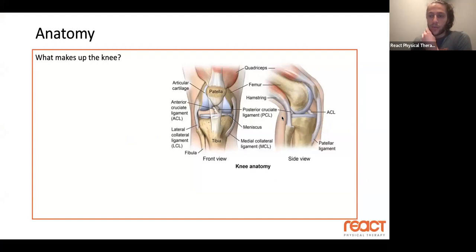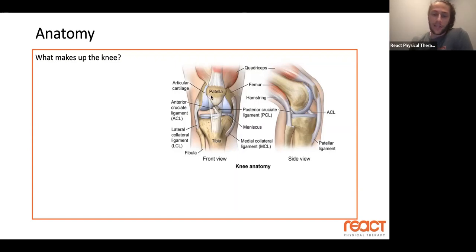So I figure we'll start with some basic anatomy. We won't get too into the weeds on it, but your knee has two different joints that articulate. You have your tibiofemoral, so the tibia bone, that shin bone, articulating with your femur, as well as the patella and the femur joint. So these two bones articulate, and then these two bones articulate with one another.